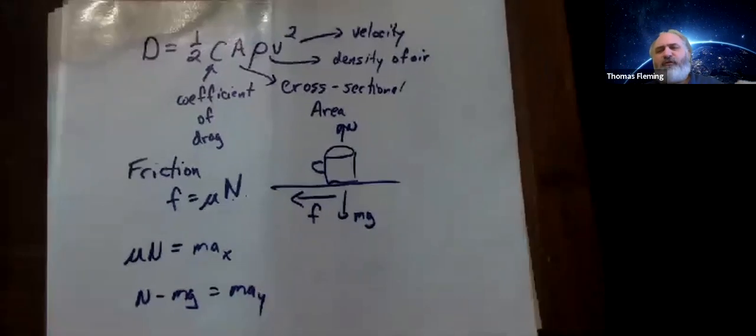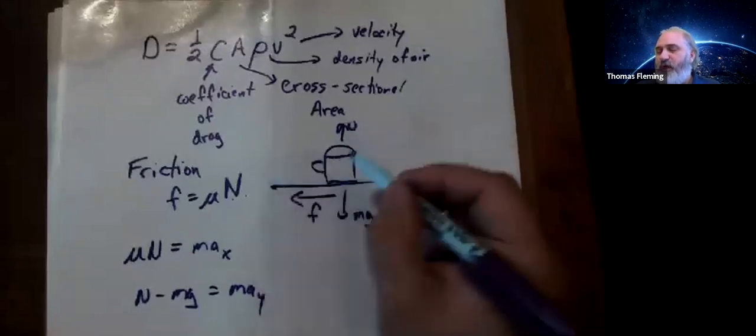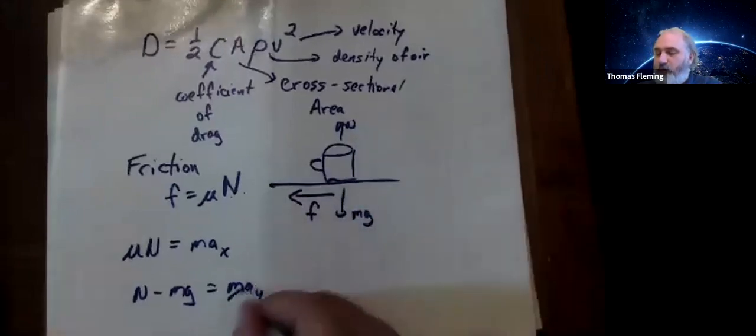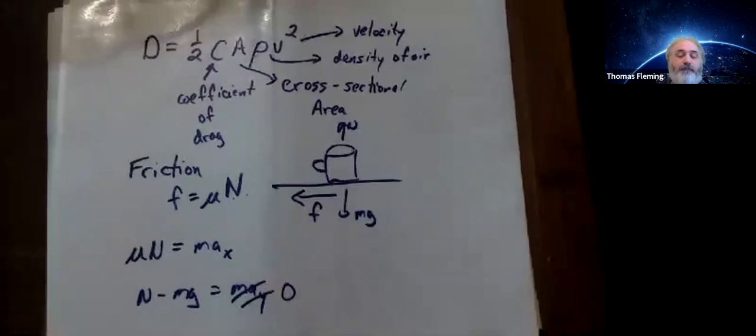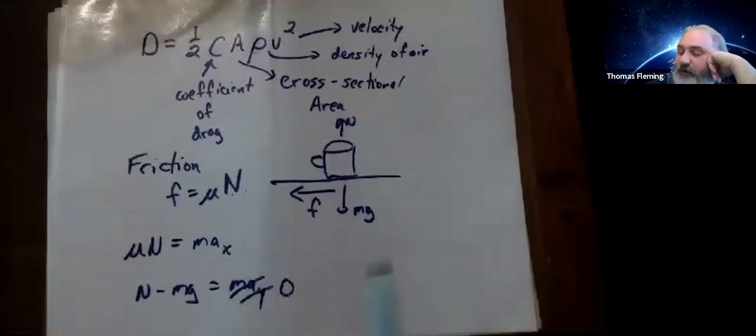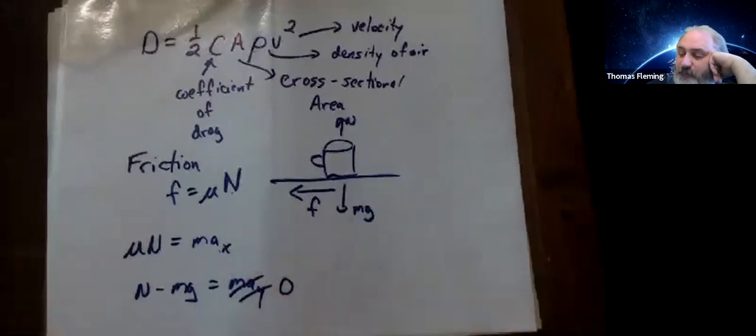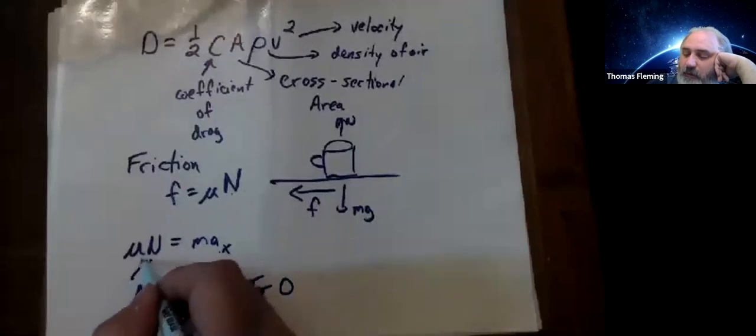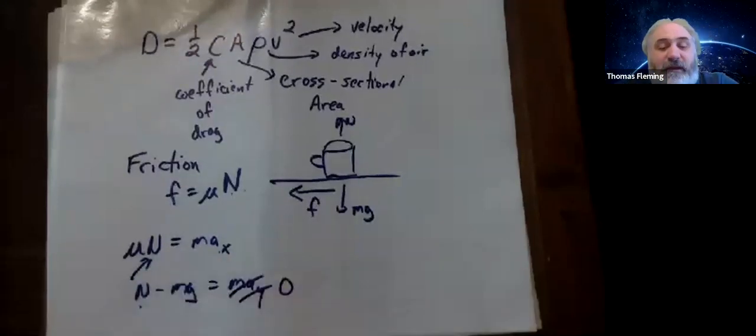And then I'd pause for a second and ask myself, what do I know about the acceleration in the Y direction? Well, the coffee mug is definitely not moving up and down at all. So I can make that be 0. And so I have two equations. And if I was, say, trying to solve for the acceleration, I'd notice that I don't know N in that equation up here, but N also appears in that equation down here. So I'd solve this equation for N and then plug it into the other equation and eliminate it.